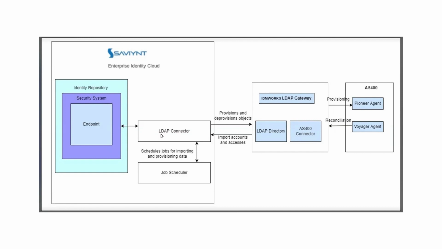So we need to set up an AD or LDAP connector from Saviynt, which uses the standard LDAP protocols to talk to the IDMWorks LDAP gateway, which in turn talks to AS400 using Pioneer and the Voyager agents. Pioneer will be used mainly for provisioning, and the Voyager will be mainly used for reconciliation.